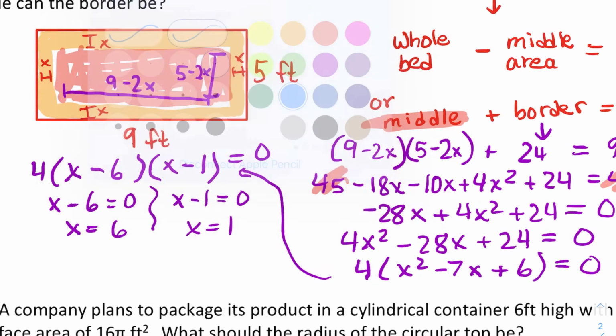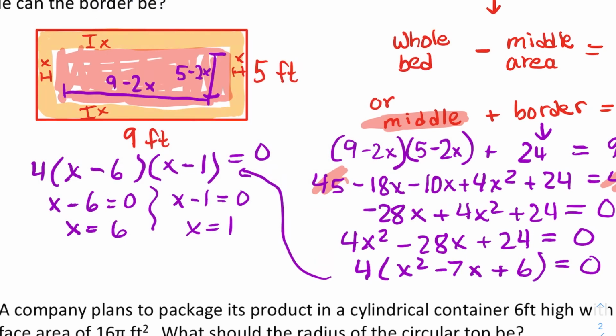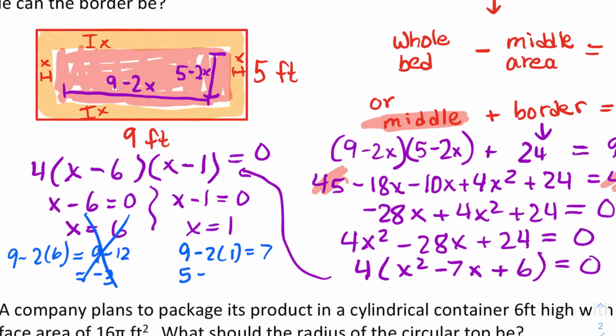Now, those both seem like reasonable borders, except if you think about x equals 6 and plug it back in to the dimensions of my red area in the middle, that gives me a side length of negative 3 for planting my flowers in the middle, which doesn't make sense. If you use the 1 though, it works, and you have a 7 by 3 area in the middle to plant, and then your 9 by 5 area outside. So x equals 1 foot is your border that actually works.